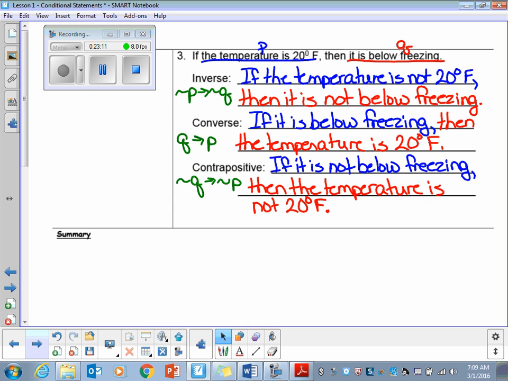Okay, so I'd like you to take a minute and write some guiding questions for the examples and write a summary of this lesson. Be sure you include how to write the inverse, converse, and contrapositive when you're given a conditional, and the symbolic form for the inverse, converse, and contrapositive.